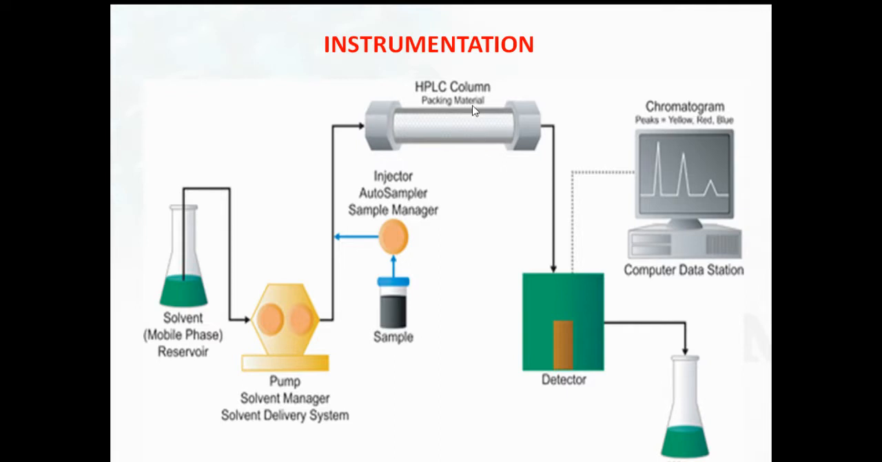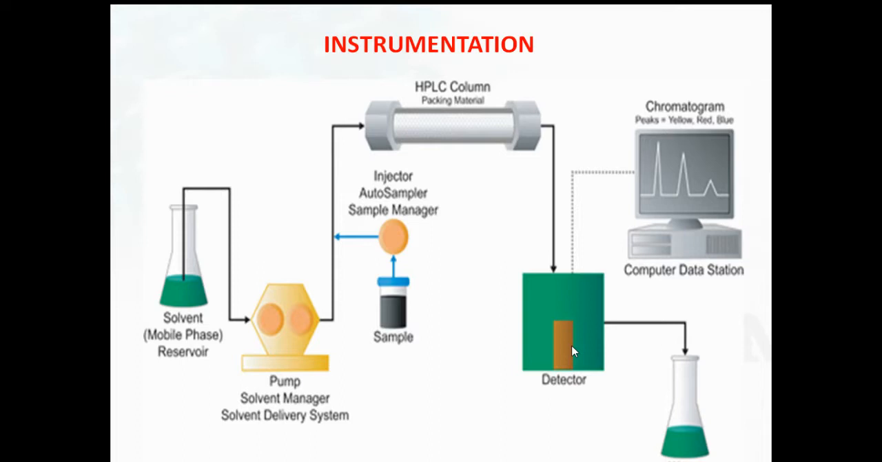So the packing material is nothing but the adsorbent that is acting as a stationary phase. This column is packed with the stationary phase inside it. Now when the solvent enters into this HPLC column, the sample will interact with the solvent as well as the stationary phase. Later on, the separation takes place, and then the components are detected by the detector.